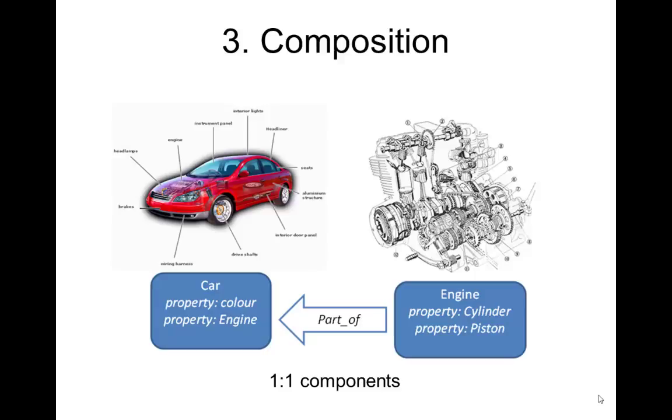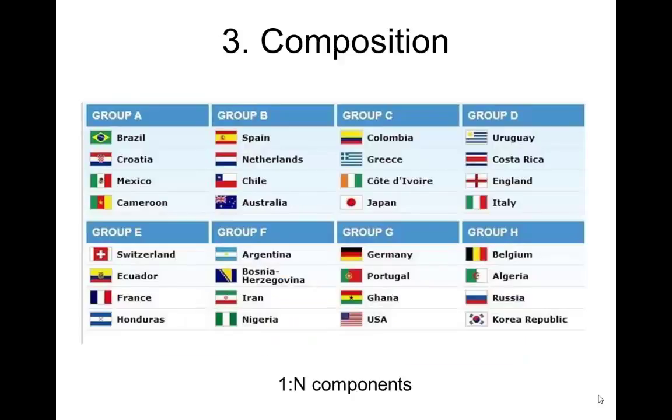And in this case, we have a one-to-one relationship between the car and the part. So each car only ever has one engine. There's a cardinality relationship here, just like we had with entities. But it's a part of relationship. But we can also have one-to-n components.